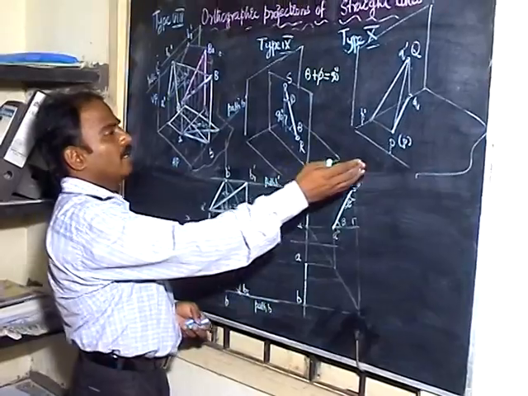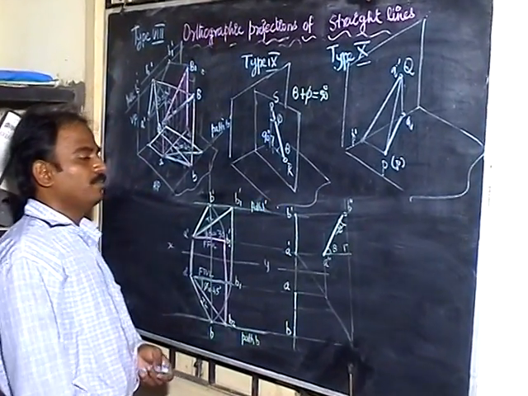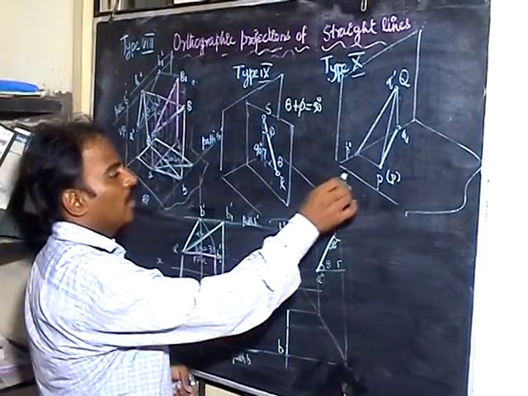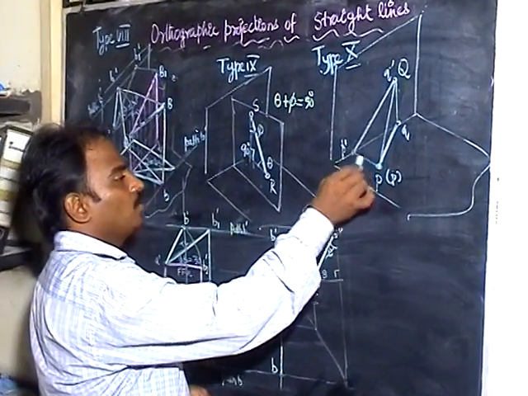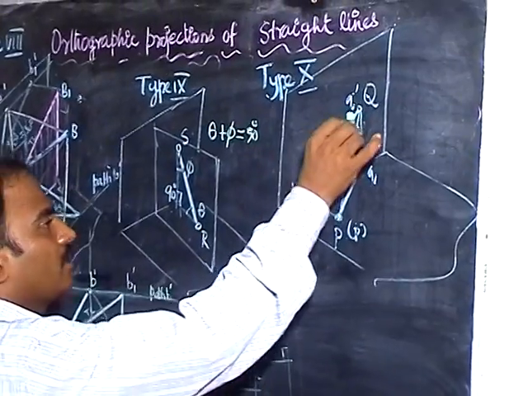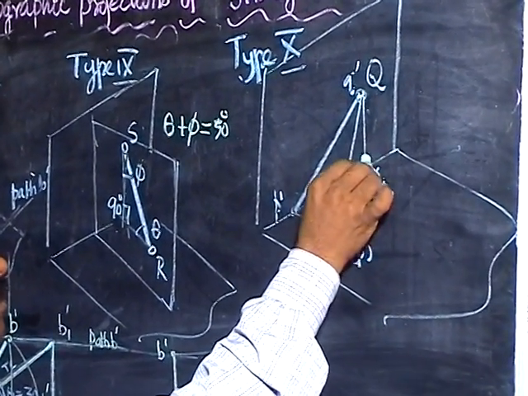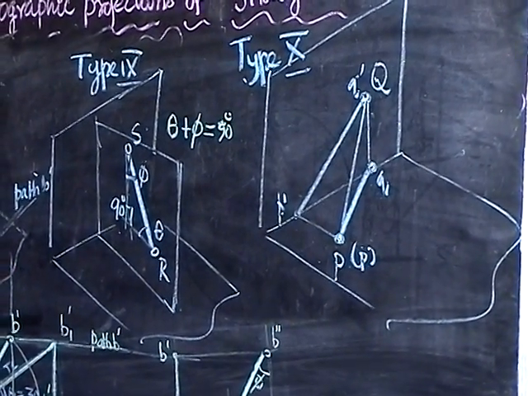Here again you have the last type. It's very simple. So here one point is on HP, so its front view will be on XY line. Another point is on VP, so therefore its top view will be on XY line.